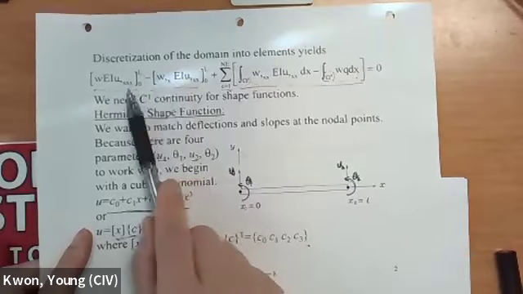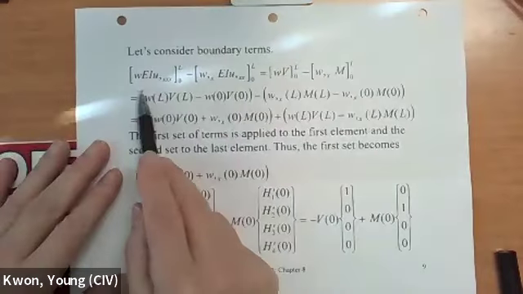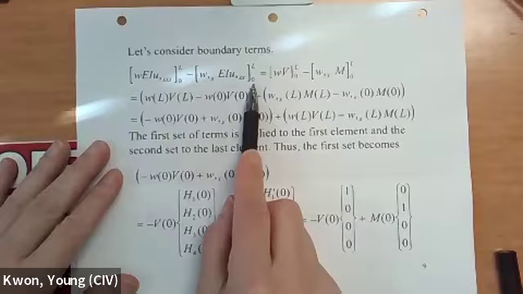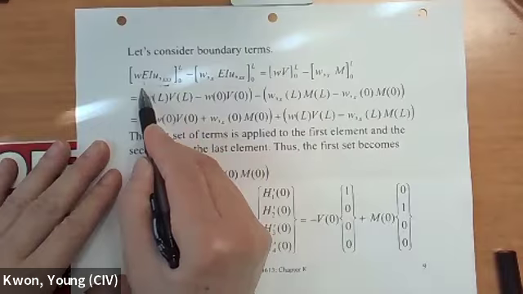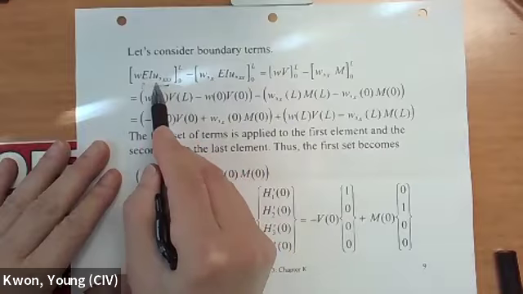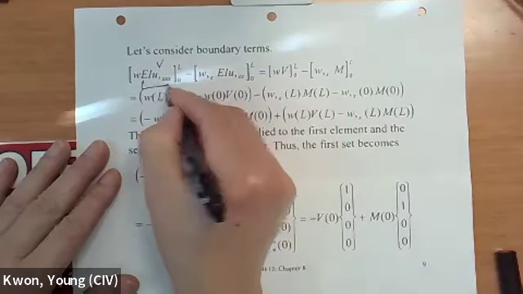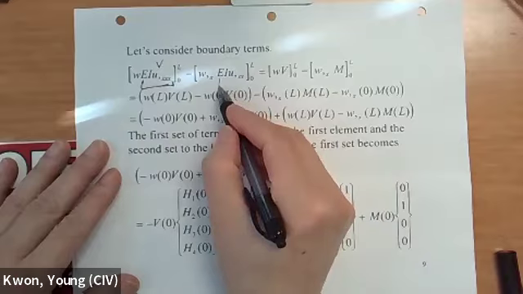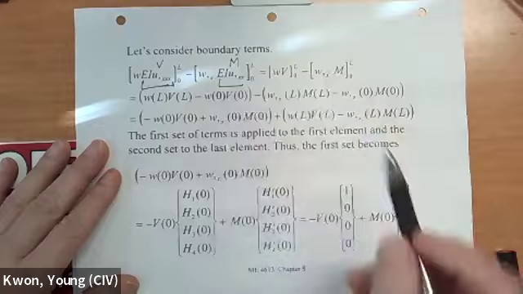And then what about these two terms? That's what we are going to talk about right now. Those two terms are shown in here. Now, this term, EI times the third derivative of the deflection, is equal to the shear force. And EI times the second derivative of the deflection is equal to the moment.